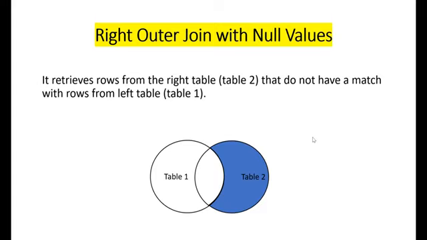Now we have right outer join with null values. It retrieves rows from the right table, which is table 2, that do not have a match with rows from the left table, which is table 1. For example, for the normal right outer join, we display all values from table 2, and the corresponding values in table 1. So if there is no match, we will have null values. For the right outer join with null values, we will display only the rows in table 2 that do not have a match in table 1.